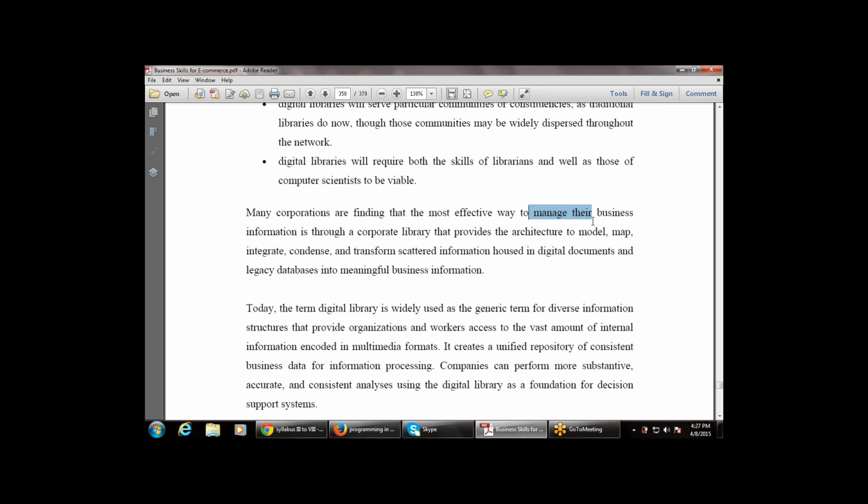Many corporations are finding that the most effective way to manage their business information is through a corporate library that provides the architecture to model, map, integrate, condense and transform scattered information housed in digital documents. So many corporations find that a digital library is an effective way to manage their business information because it provides the architecture to model, map, integrate, condense and transform scattered information.